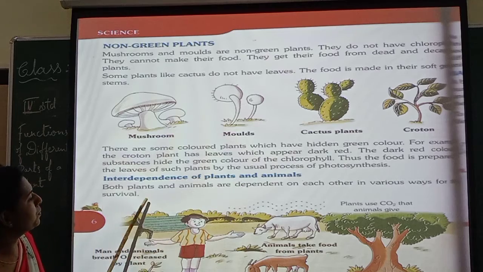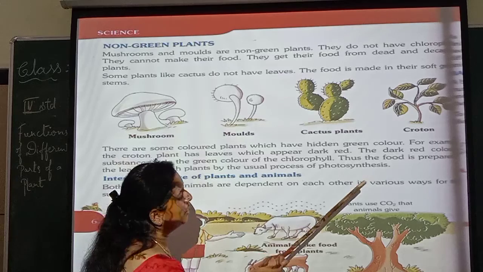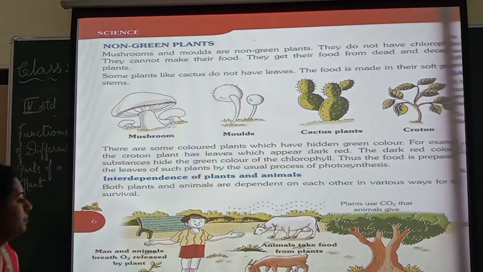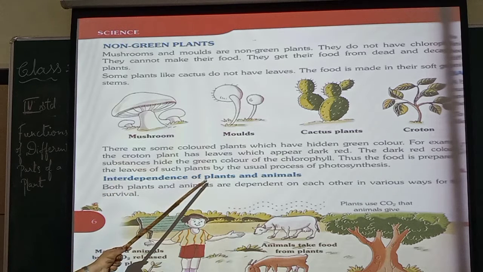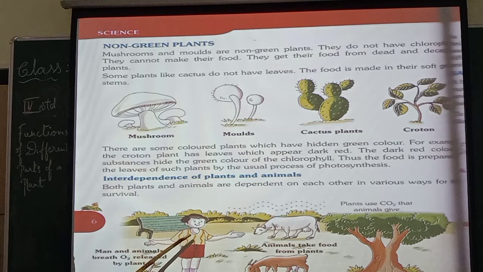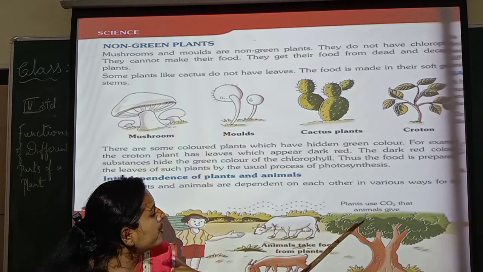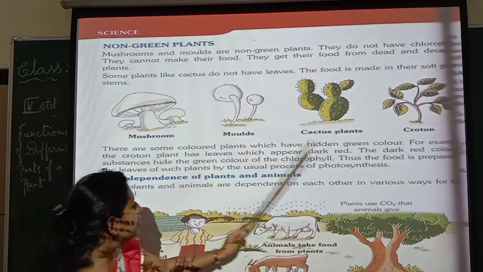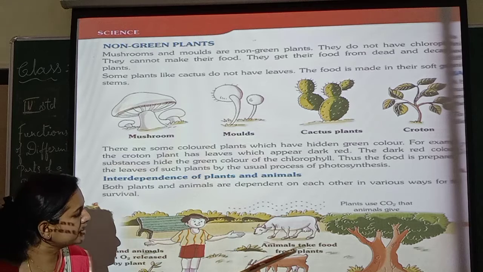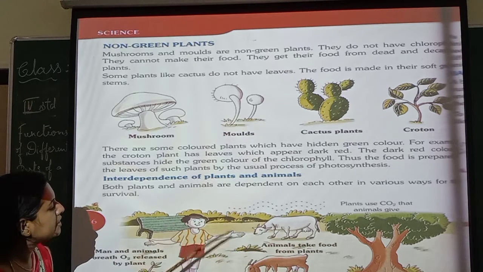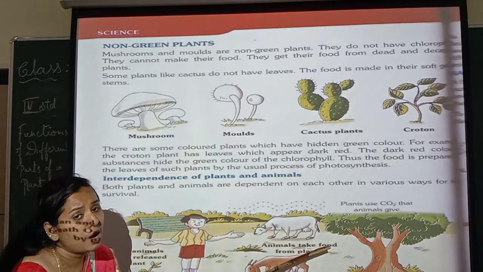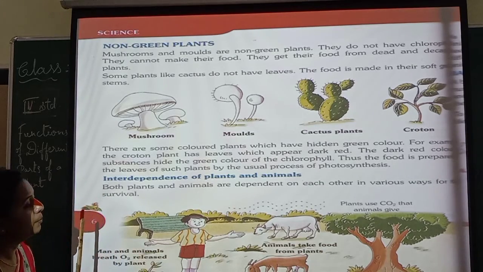Interdependence of plants and animals. Both plants and animals are dependent on each other in various ways. Man and animals breathe O2. O2 means what, children? It is oxygen released by the plant. And men and animals release carbon dioxide. Plants use carbon dioxide from humans and animals and give out oxygen. Animals take food from the plant, and animals and humans release carbon dioxide and plants release oxygen. Like this, we breathe.